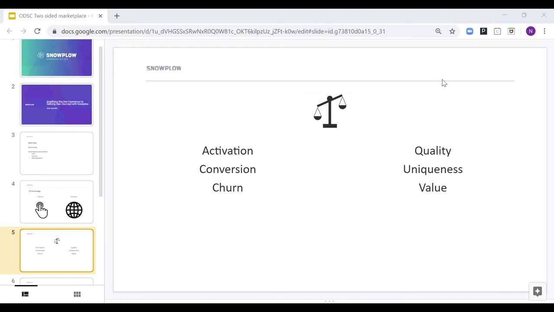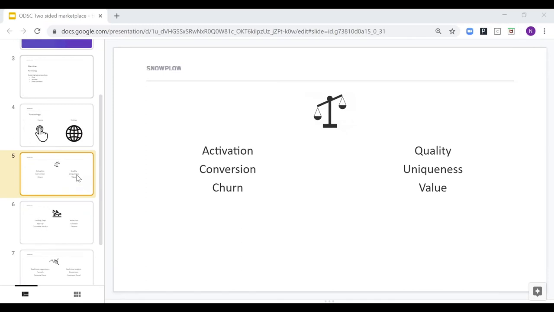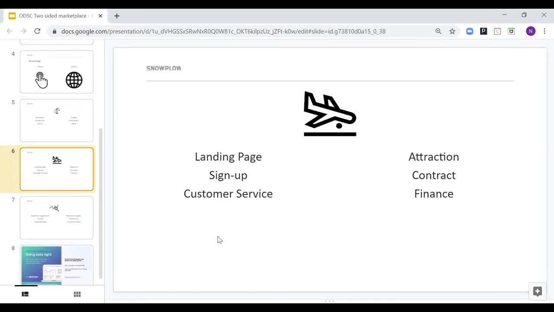Not sure if I'm getting anything. If not, then we'll go on to the next one.